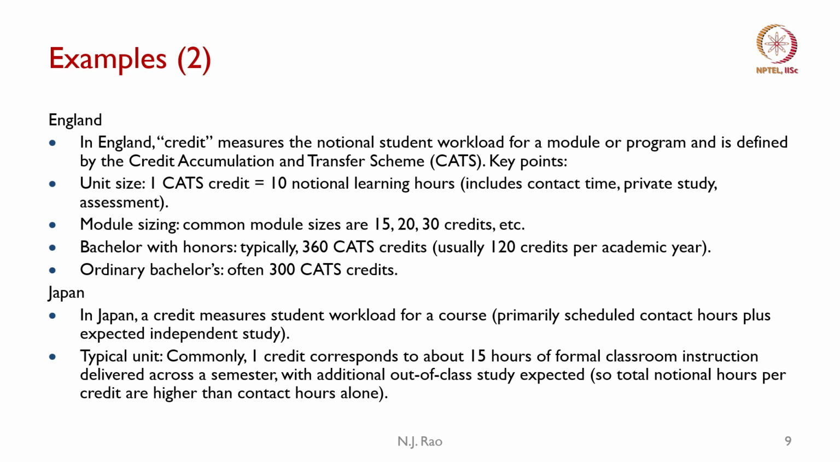Now another sample, in Japan, a credit measures student workload for a course, primarily scheduled contact hours plus expected independent study. Typical unit, commonly 1 credit, corresponds to about 15 hours of formal classroom instruction delivered across a semester with additional out-of-class study expected. So total number of hours per credit are higher than the contact hours alone. They are not exactly saying how many hours he has to spend outside the classroom.